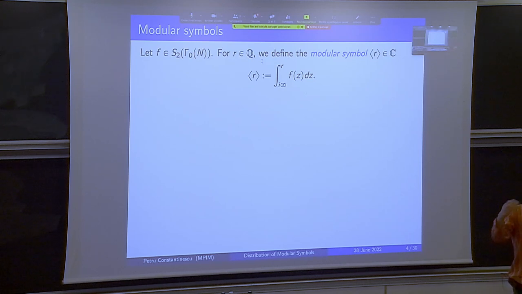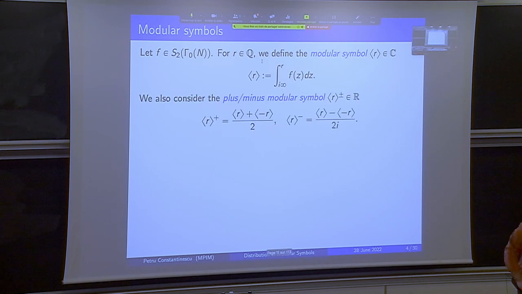So it's just a map. Give me your favorite rational number. I integrate this cusp form between infinity and r, and it's a value. And this integral converges because we work with cusp forms. So this is a complex number, and we can define the plus and minus modular symbols, which you can think of as the real part or the imaginary part of this integral. So r plus and r minus will be real valued, and usually the modular symbol is complex valued.